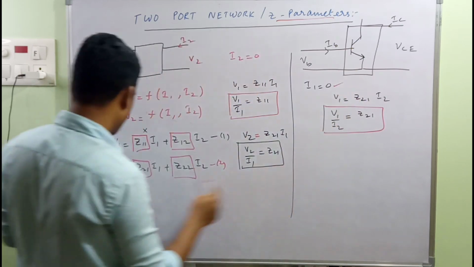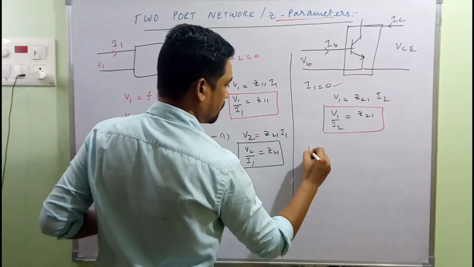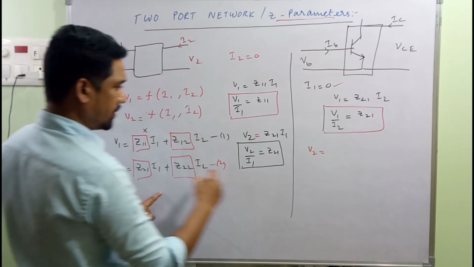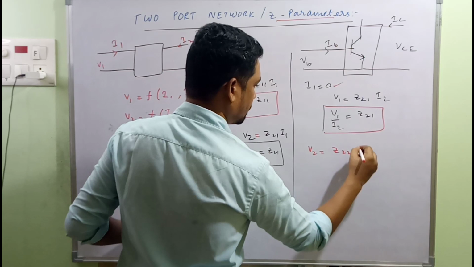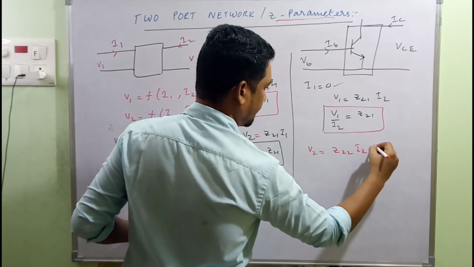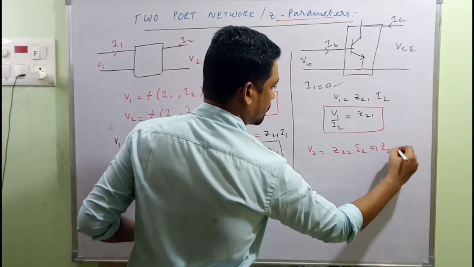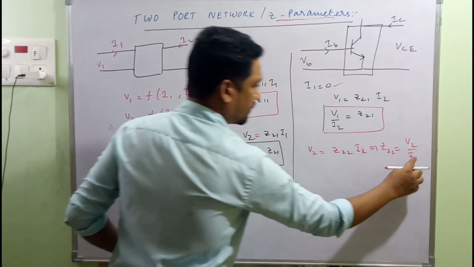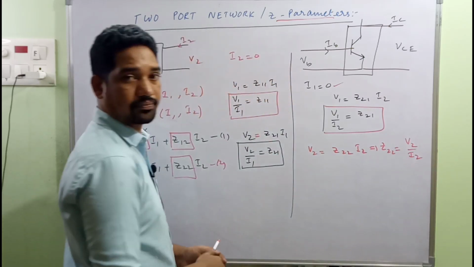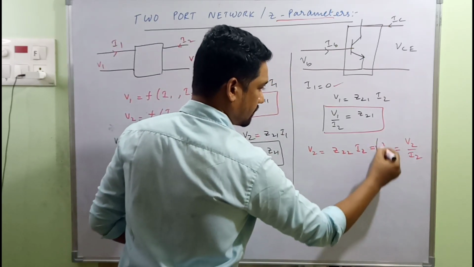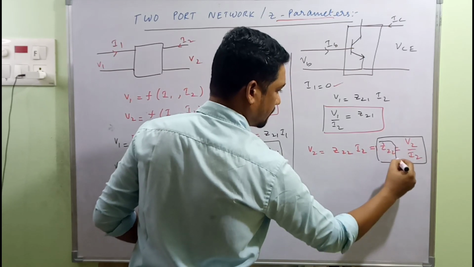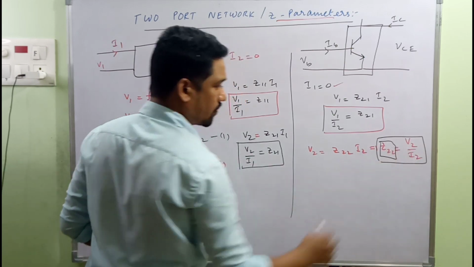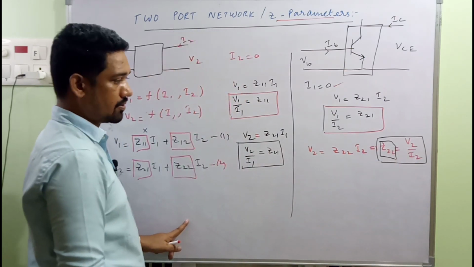When I1 is equal to 0, from the second equation we have V2 equal to, this becomes 0, and so we'll have Z22 I2, which implies Z22 will be equal to V2 by I2. This is the output impedance. Another Z parameter, the fourth Z parameter: output voltage by output current, the output impedance. Right, this is not all.